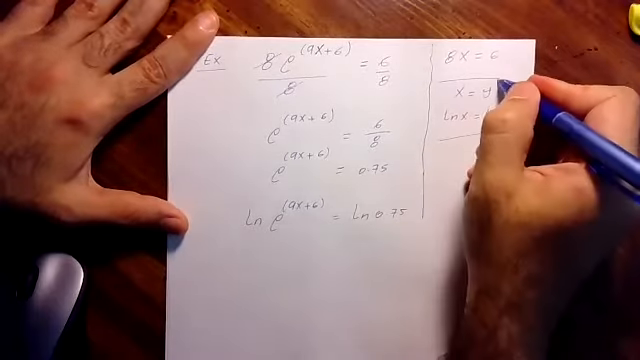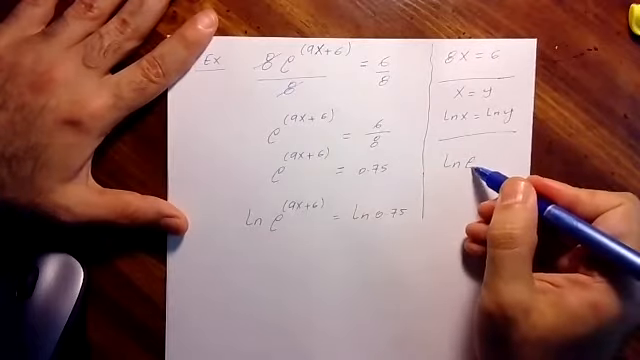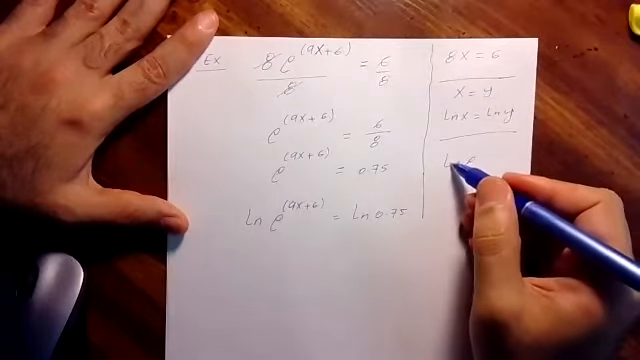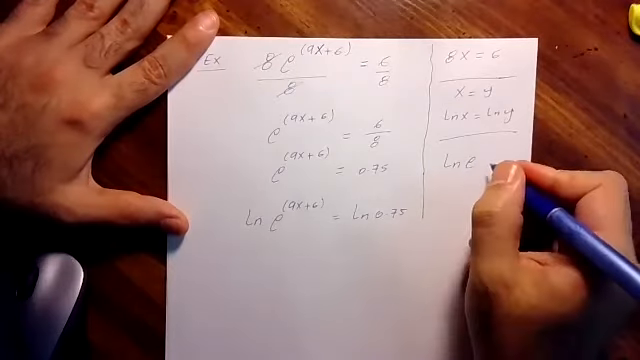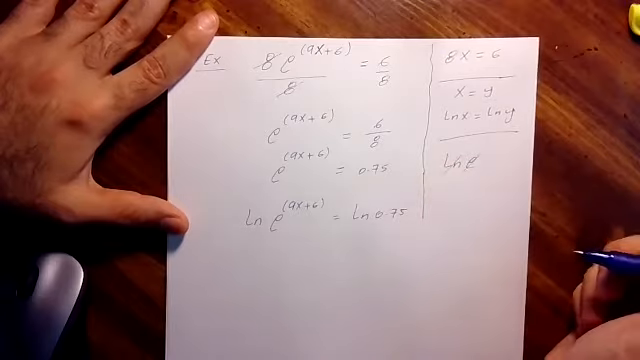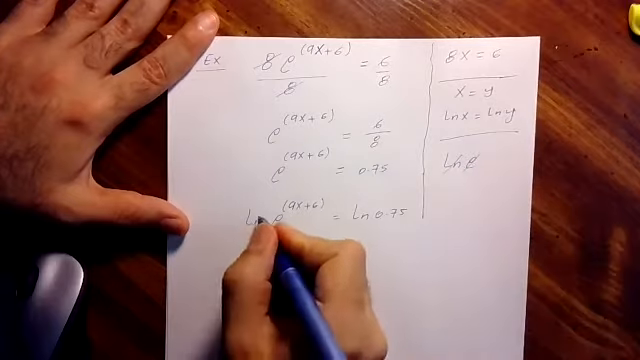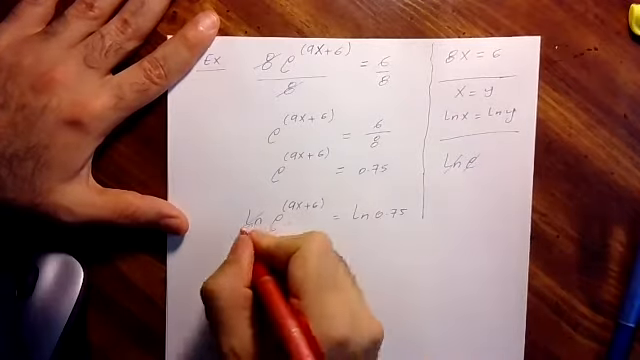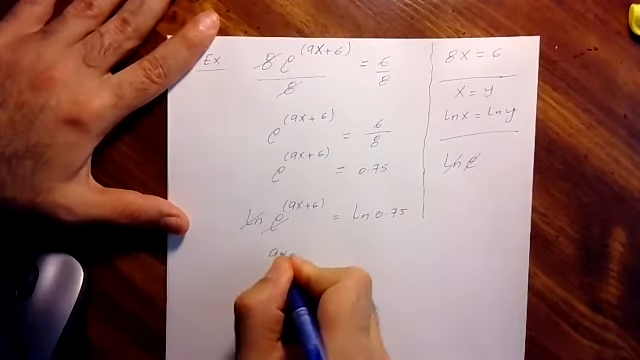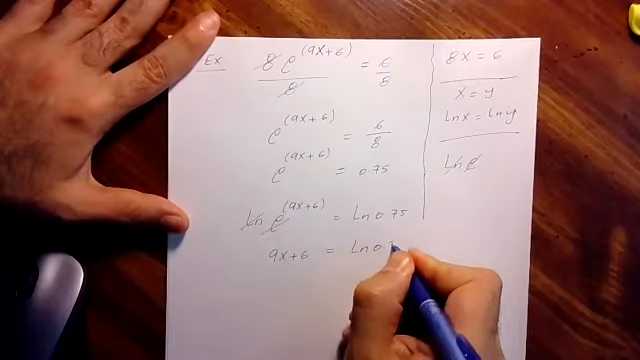Now, next rule, every time when you see ln of e, ln is the log to the base e, and there is e here, you're going to cancel it. I'm not going to explain how you get this one. Just cancel these both. Every time when you see ln and e, cancel these. So I'm going to do this one here. Cancel this one with this one. The leftover here is just 9x plus 6. It's going to be equal to ln 0.75.